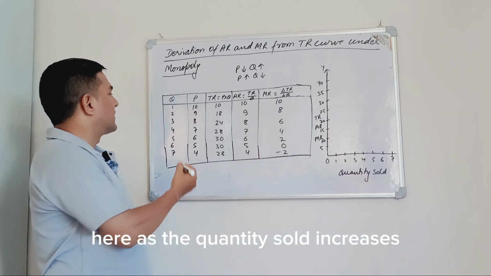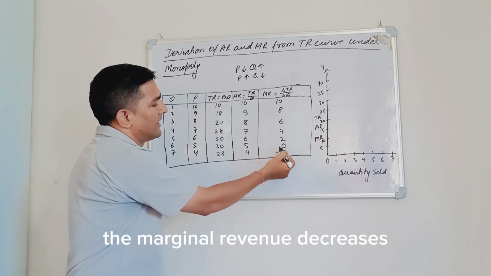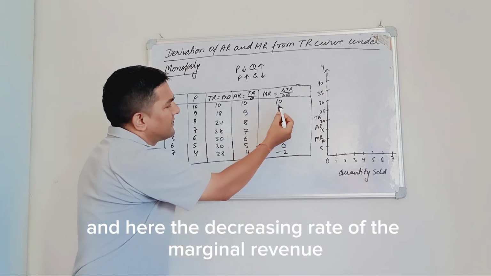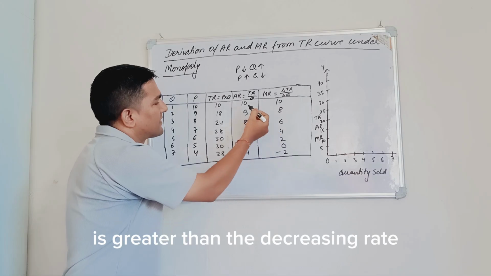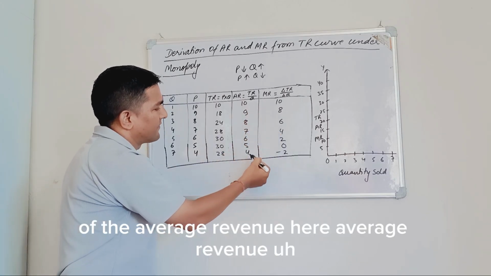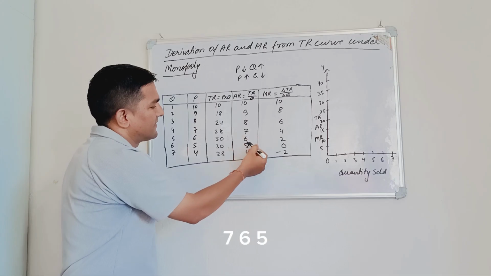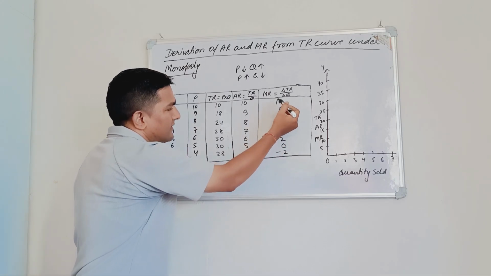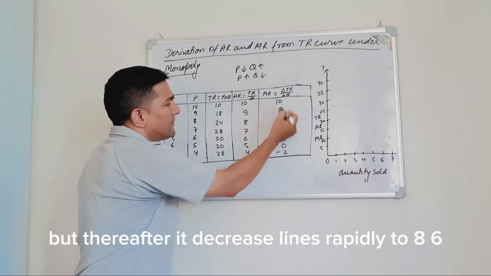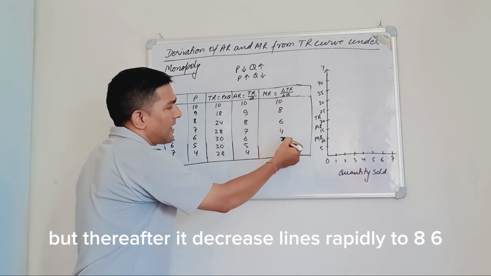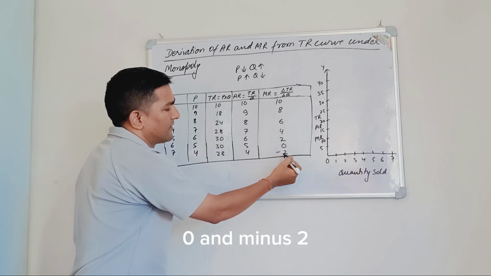Here, as the quantity sold increases, the marginal revenue decreases. And here, the decreasing rate of the marginal revenue is greater than the decreasing rate of the average revenue. Here average revenue is 10, 9, 8, 7, 6, 5, 4, and initially the marginal revenue for the first unit is rupees 10, but thereafter it declines rapidly to 8, 6, 4, 2, 0, and minus 2.